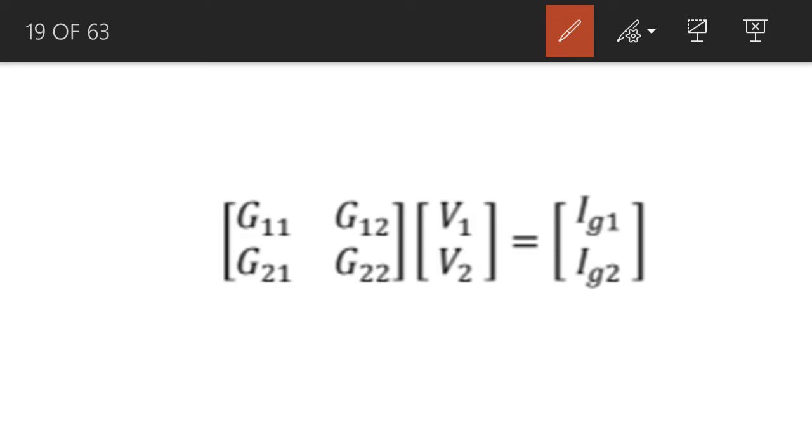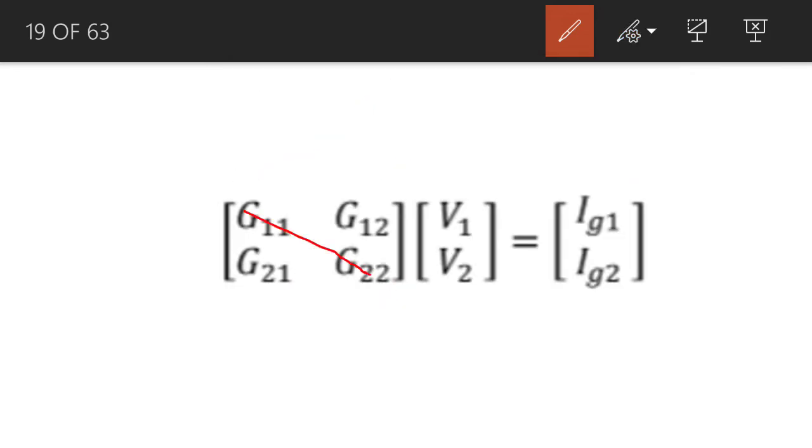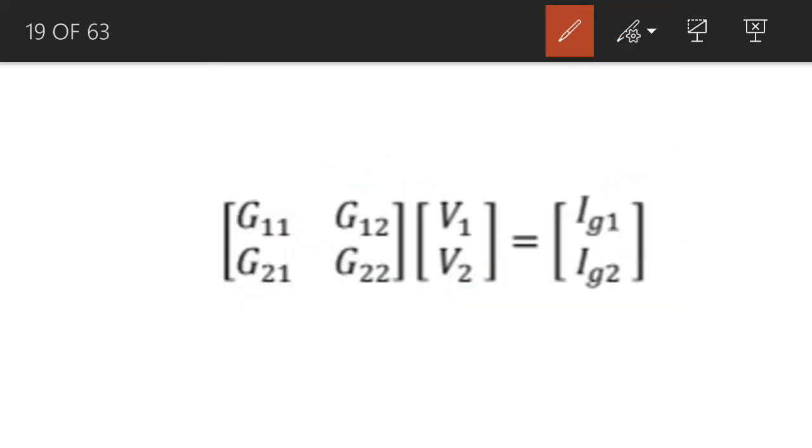Here is the G matrix. The elements of the G matrix are G11, G12, G21, G22. We know that the diagonal elements of the G matrix are always positive and the off diagonal elements of the G matrix are always negative. V1 is the voltage at node 1, V2 is the voltage at node 2. We shall calculate Ig1 and Ig2. I shall discuss the method which is used to find these two currents, Ig1 and Ig2. So these are the standard node equations directly in the matrices format.